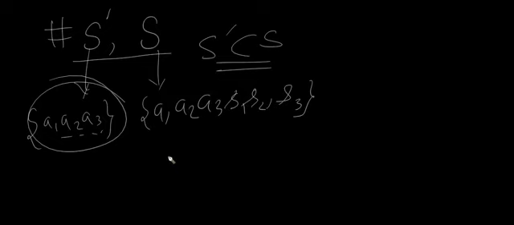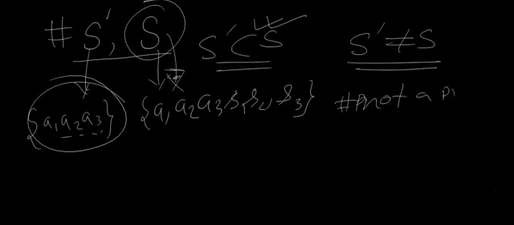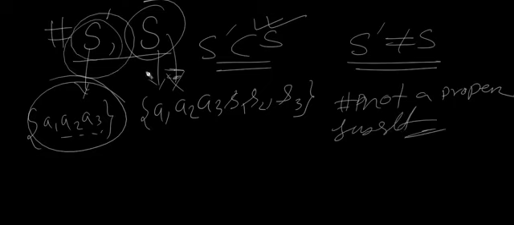And if S prime is a subset of S, but S prime is not equal to S, that is, this condition is satisfied but S prime and S are not equal, then we shall say that S prime is a proper subset of S. Now, after telling this, you can immediately conclude that S is also a subset of itself, but that is not a proper subset. But this S prime over here is a proper subset.